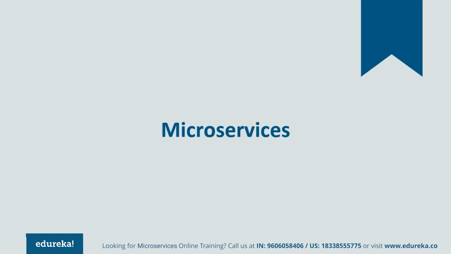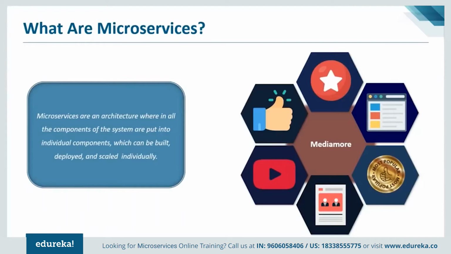So here is the million-dollar question. What are microservices? Microservices is an architecture wherein all the components of the system are put into individual components which can be built, deployed, and scaled individually. This means that each component is independent of each other.